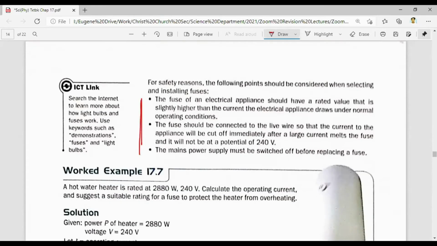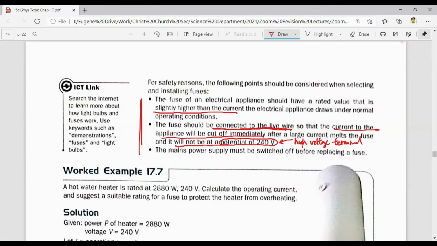Okay, what is mentioned here is whatever that I've said. So you can see the fuse should have a rated value that's slightly higher than the current. Fuse should be connected to the live wire. Do take note of this. The fuse should always be connected to the live wire so that the current to the appliance will be cut off immediately, and it will not be at a potential of 240 volts. This is what I mean by the high voltage terminal.